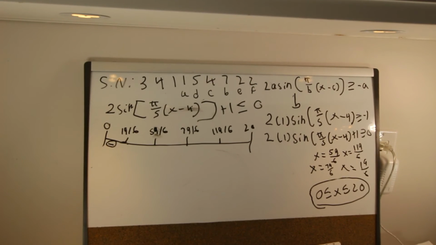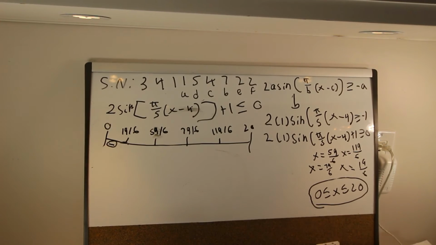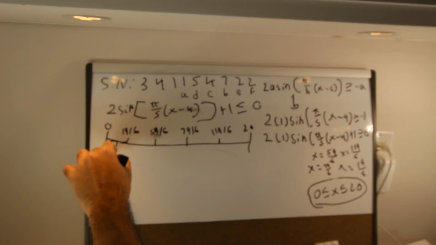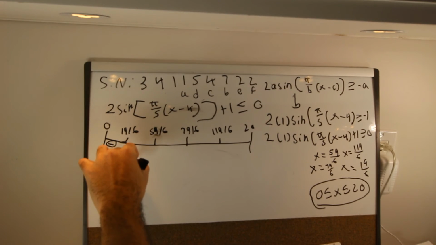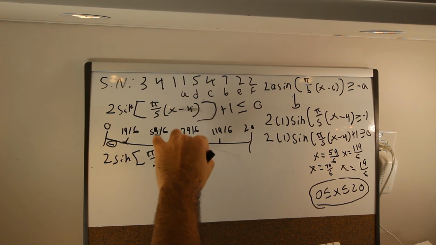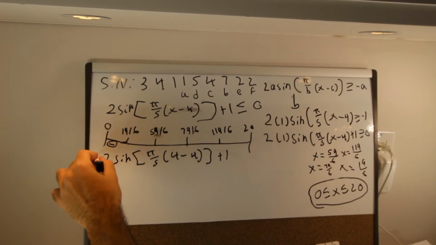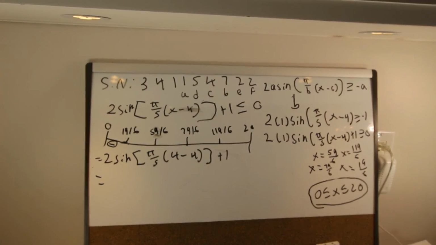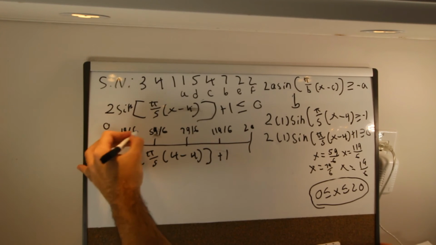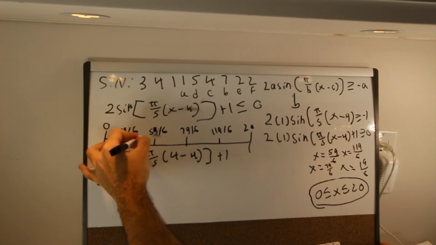So now we got to pick a number between 19 over 6 and 59 over 6. The number I would like to choose is 24 over 6, which is actually just 4. So if you plug in 4 into this, 2 sine bracket pi over 5, 4 minus 4 bracket plus 1, you just get the number 1. So because 1 is positive, this section of the graph is positive.